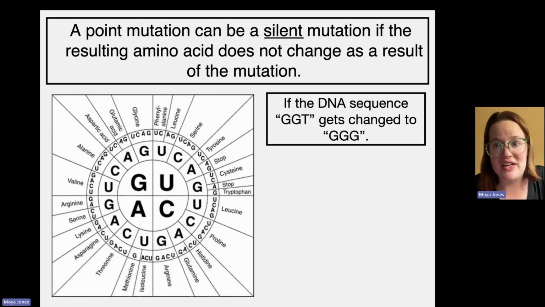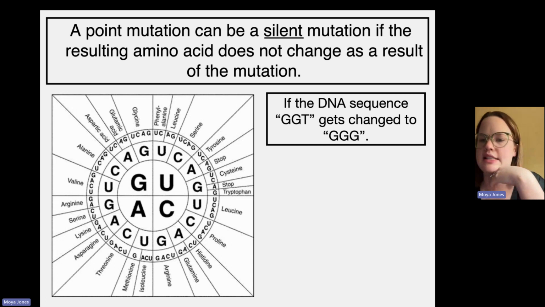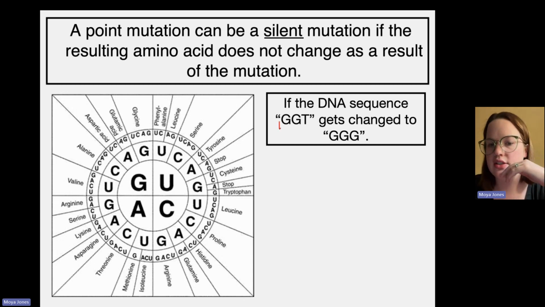But it can also have no effect, which is a silent mutation, which is a little bit crazy, okay? A point mutation can be called a silent mutation if the amino acid does not change because of the mutation. Okay, so what would that look like? Let's say that the DNA sequence started as GGT and it got changed to GGG. All right, can we put these letters into the chart?